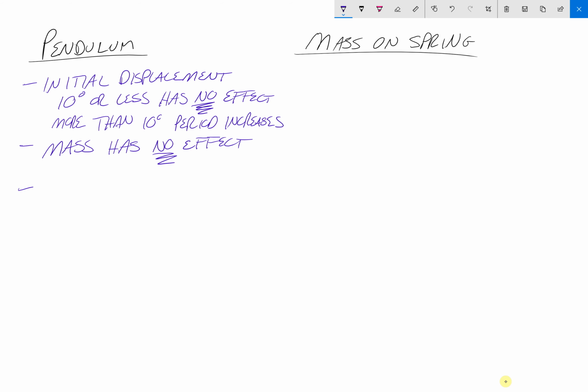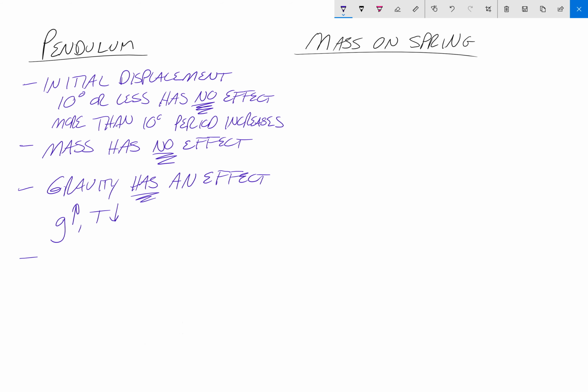Speaking of gravity, gravity has an effect for sure. As you saw, if the gravity increased, like when you went to Jupiter, the period went down, and obviously vice versa. I wouldn't go so far as to call them an inverse relationship. It turns out it's close, but not quite an inverse relationship.